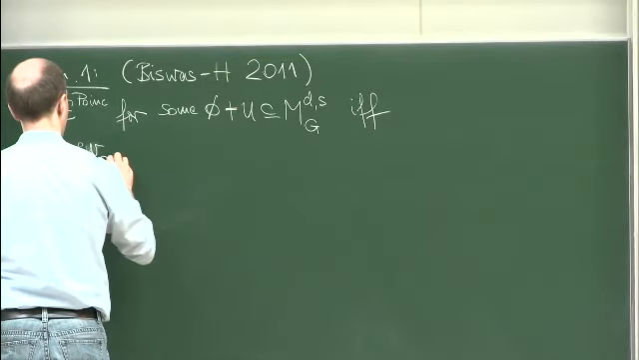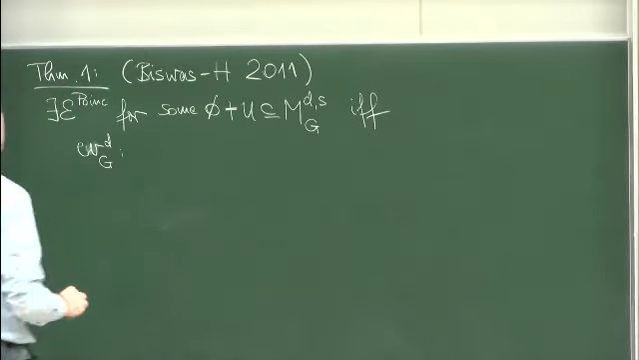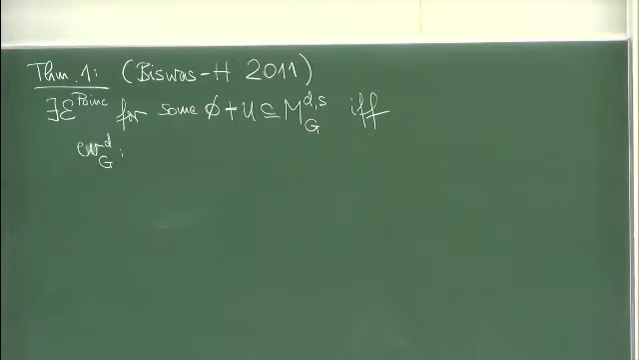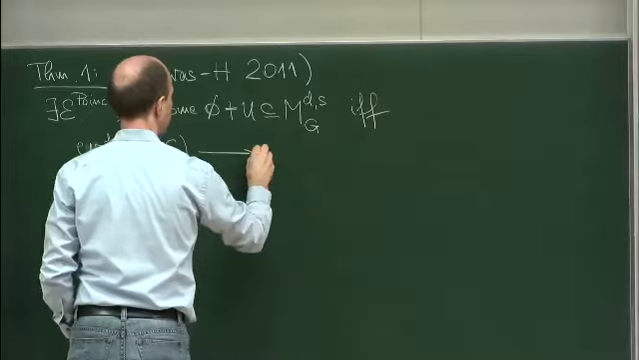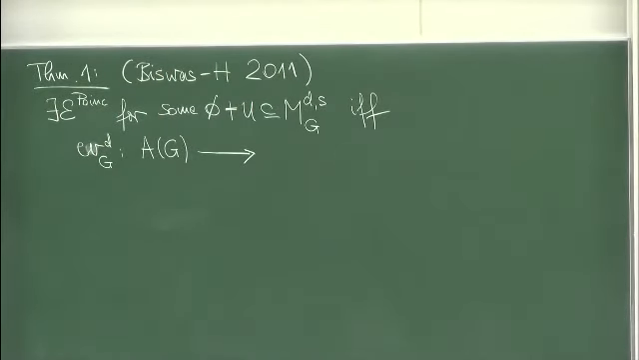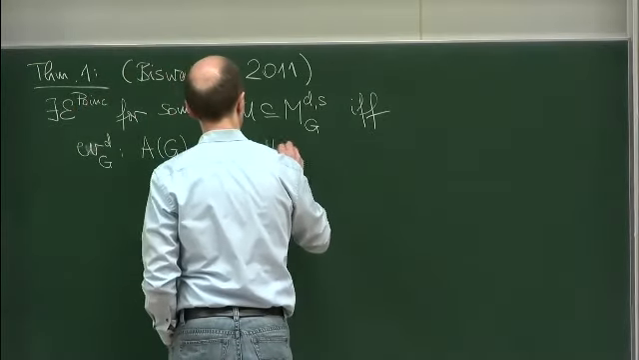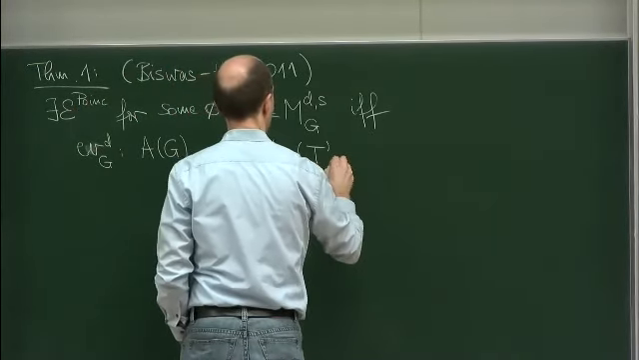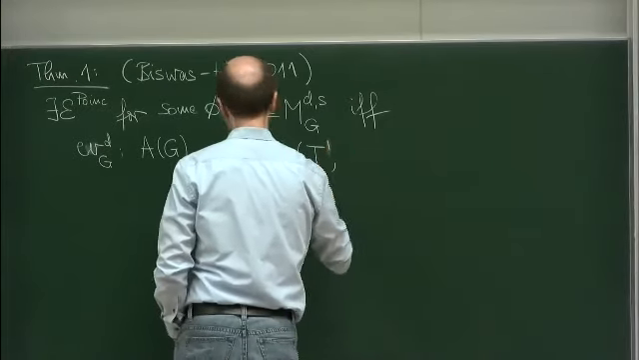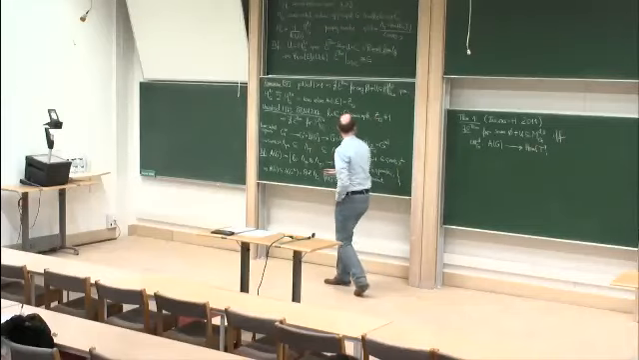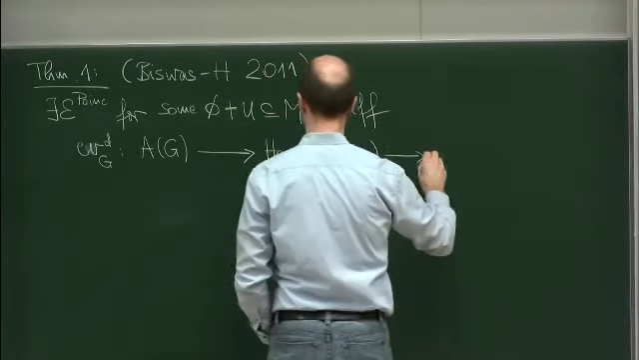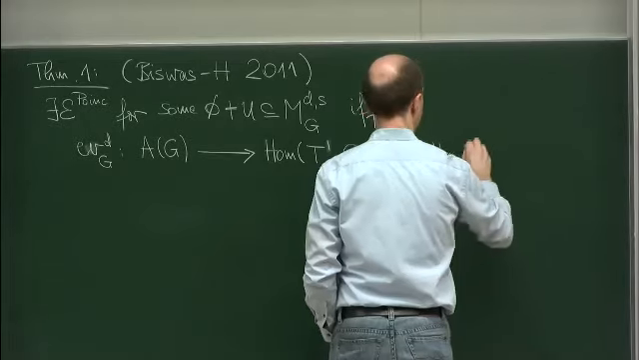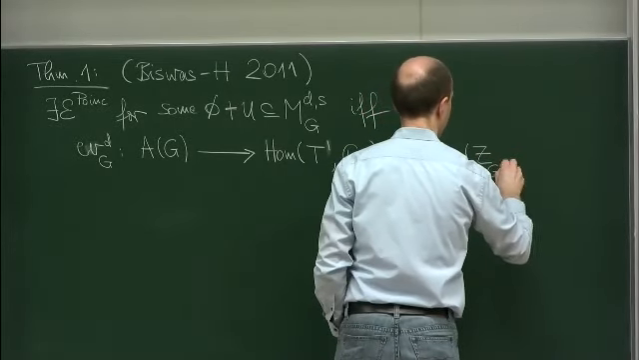So a certain evaluation map, which I'll write down in a minute, which goes from the group of these bilinear forms to the group of characters of the center. So it will first go to the group of characters on the maximal torus of the commutator subgroup, and then you can restrict to characters of the center of the commutator subgroup.